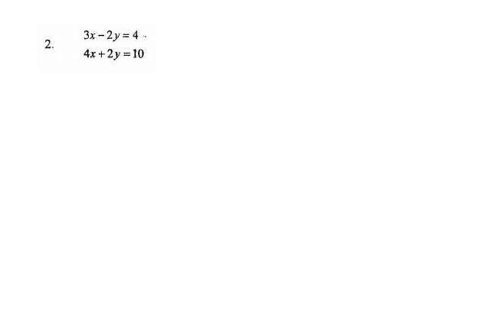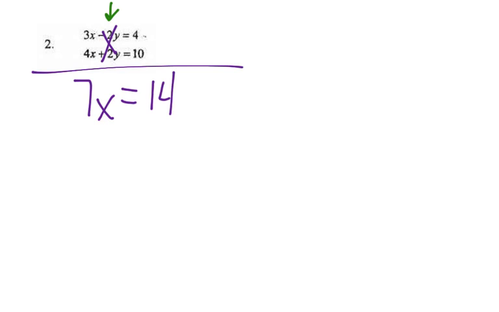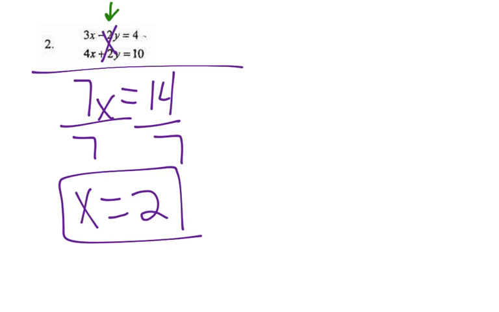Looking at this equation, you'll notice that your y's are already set up to cancel, so you're just going to draw a line and combine. 3x plus 4x is 7x. Negative 2y plus 2y cancels, equals 4 plus 10 is 14. Have an equation with one variable. I have to solve for x, so I'm going to divide both sides by 7. X equals 2. I'm going to take that 2 back to either original equation.